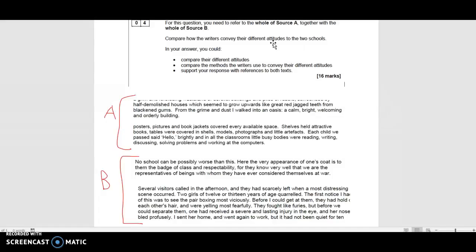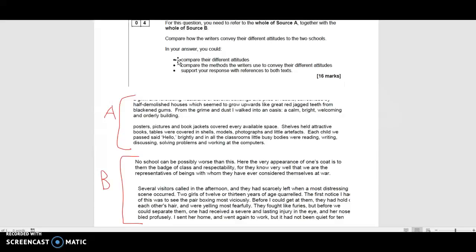Okay, so here it's their different attitudes to the two schools. How do they feel about the two schools? What do they think of the two schools? What's their view of the two schools? Okay, what's their opinion? So these bullet points are actually really helpful in this question. So you want to compare their different attitudes.